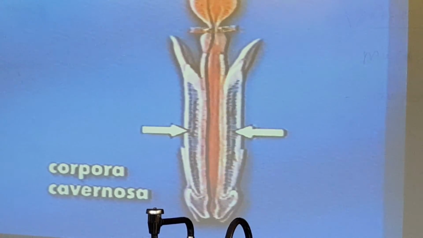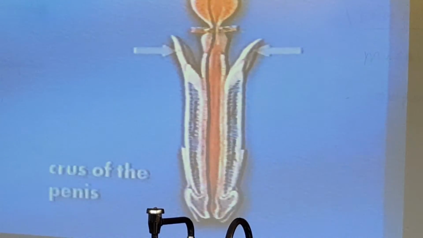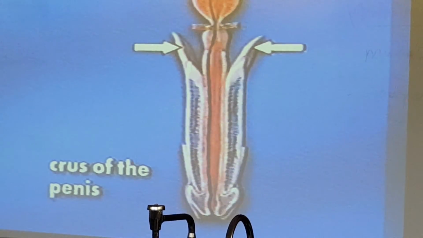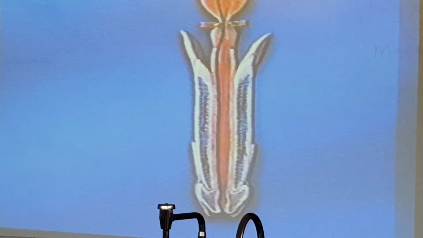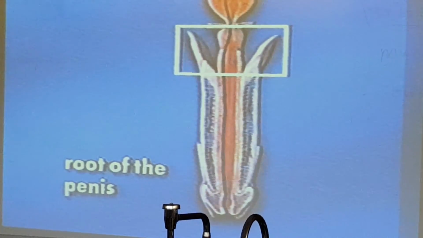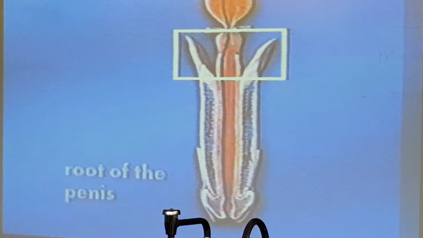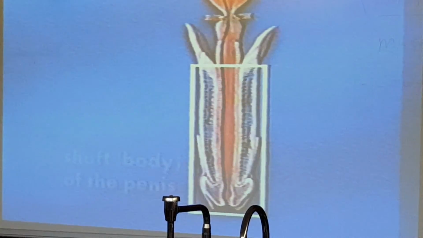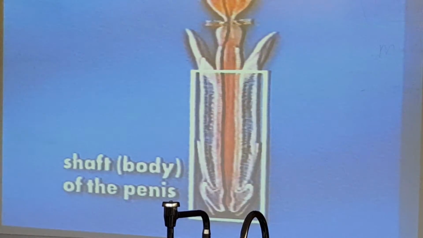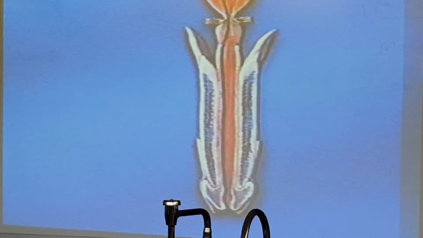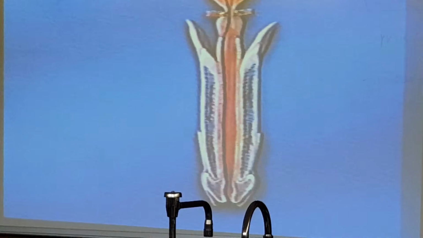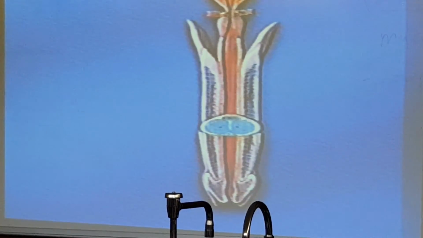The proximal end of each corpus cavernosum is the crus of the penis, which attaches to the ischial and inferior pubic rami. These two crura and the bulb form the root of the penis. The shaft or body extends from the root to the tip of the penis. To get a better understanding of the anatomical relationships of the erectile tissue, we will view a cross-section of the penis.